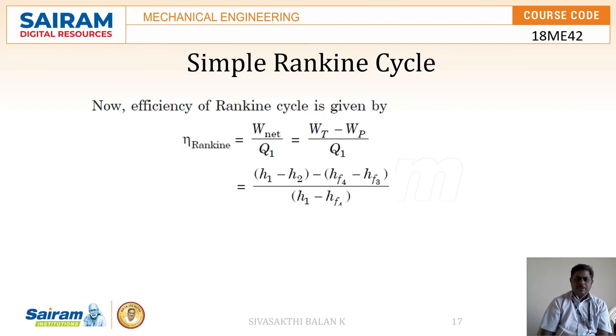Now we know that the efficiency of any cycle, including the Rankine cycle, is defined by the output to the input, that is, the net work done to the heat supplied. The net work done can be simplified as the difference between the turbine work and the pump work. Replacing all the values which we derived in the previous slides, we get the final Rankine cycle efficiency as (h1 minus h2) minus (hf4 minus hf3), divided by (h1 minus hf4).